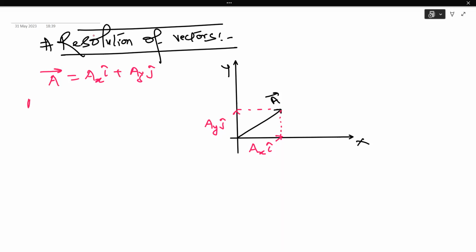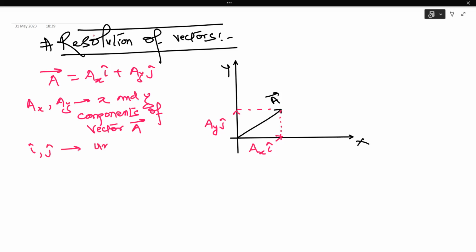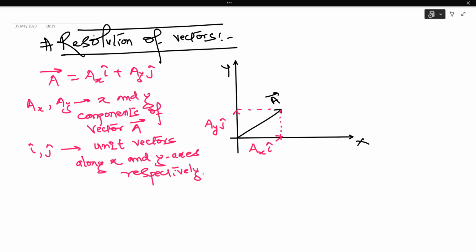Here ax and ay are called the x and y components of vector A. Yes or no? And these i cap and j cap are what? Unit vectors along x and y axis respectively. So i cap is the unit vector along positive x direction, j cap is the unit vector along positive y direction.